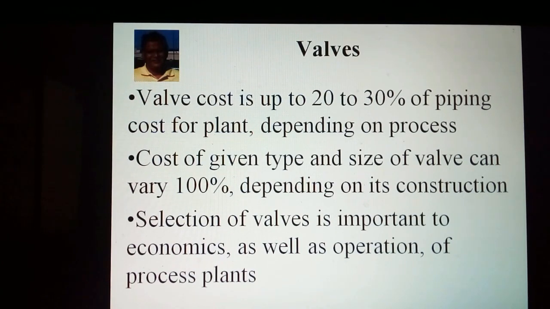This video is about valves. Cost of valves can be up to 20 to 30% of the piping cost for a plant, depending on the process. The cost of valves of any particular type and size can vary by 100%, depending on its internal construction. Thus, the selection of valves is extremely important for the economics, as well as operation, of process plants.